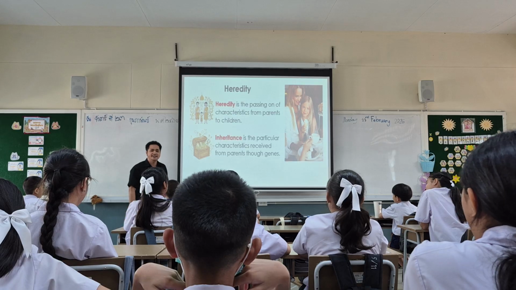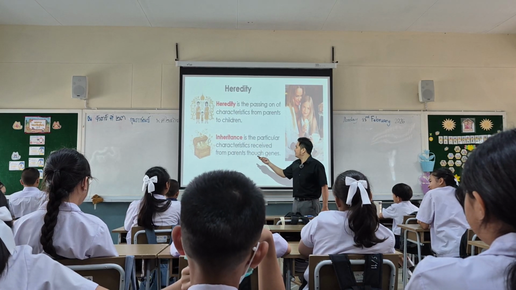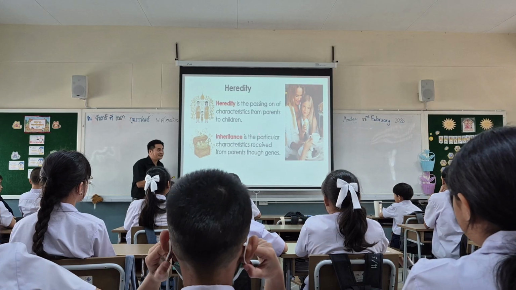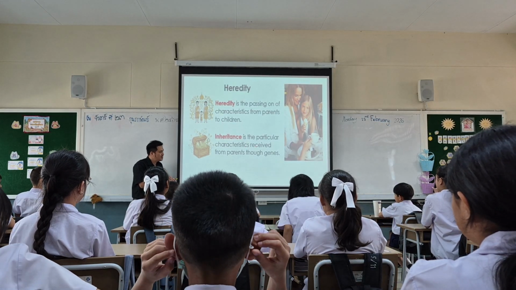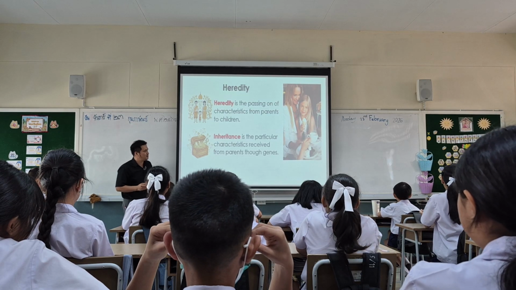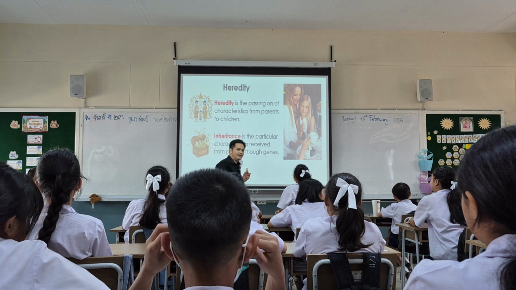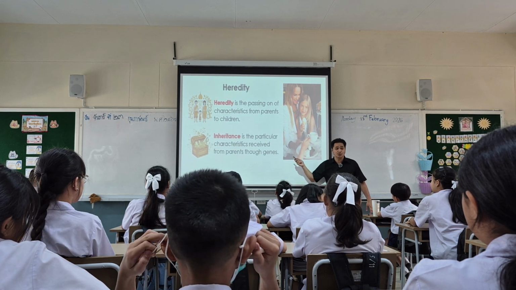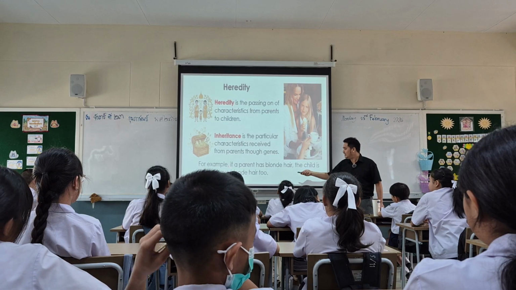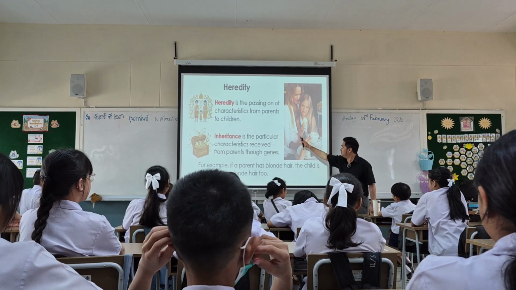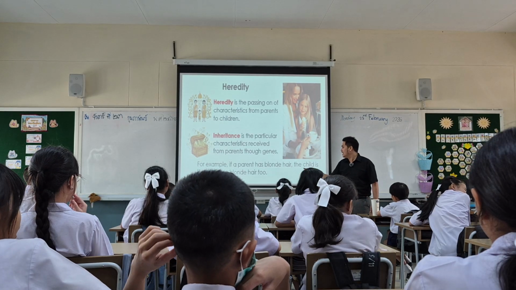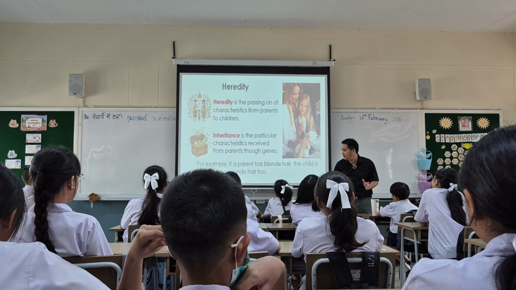Now let's move on to inheritance. Everybody, what is inheritance? 1, 2, 3, go. Inheritance is the particular characteristics received by the offspring from parents through genes. For example, if a parent has blonde hair, like this couple, mother and daughter, the child is likely to have blonde hair too.